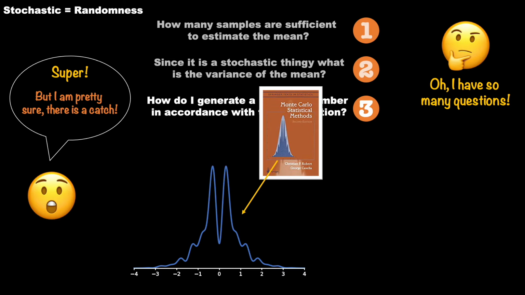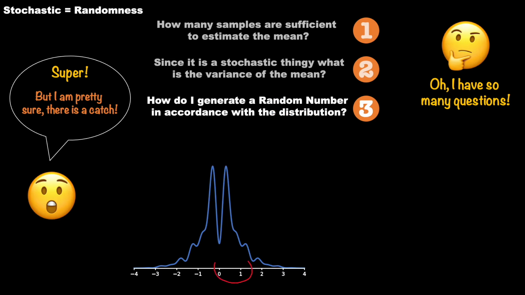When I say in accordance with the distribution, it means that the random samples should be generated in proportion to their respective plausibility. What does it mean? Look at the area that is marked as red between 0 and 1. Clearly you can see that it's a high density zone. The value of the function here is higher than in other places. So more samples should come from here in comparison to the tails of this distribution.